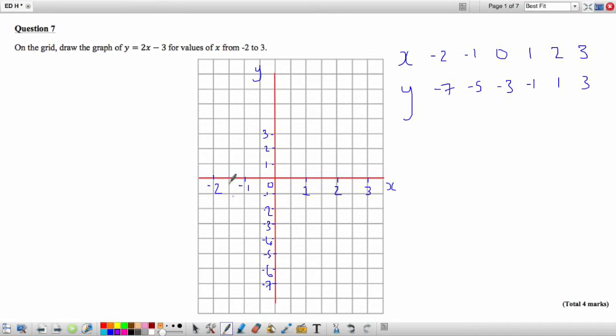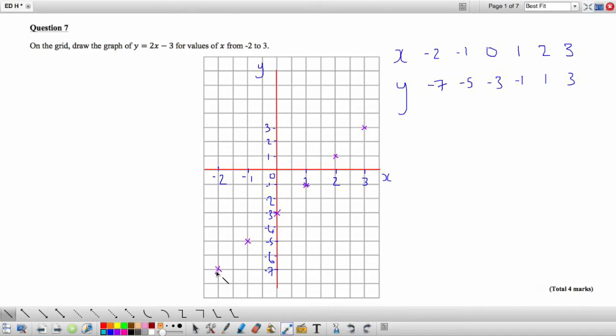And then plotting our coordinates. Our first coordinate is -2, -7, -1, -5, 0, -3, 1, -1, 2, 1, and 3, 3. Taking your ruler now to connect these, we should form a straight line that goes through all of the coordinates plotted.